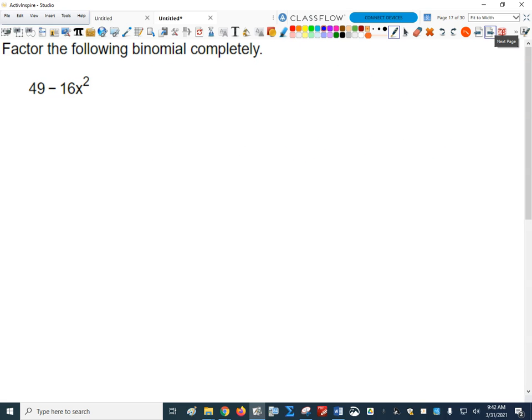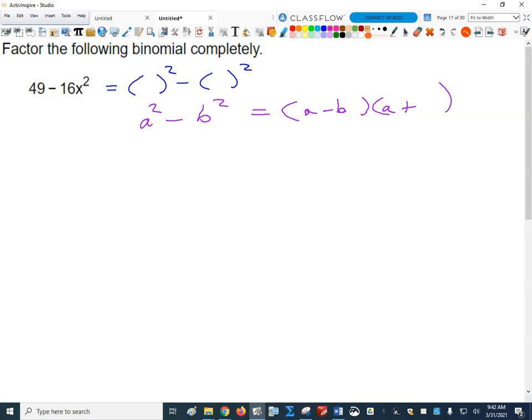All right, let's try this. How about this one? Okay, can we make that into something squared minus something squared? And if we can, it's going to fit the pattern a squared minus b squared. And what was that pattern again? See if you can do it from memory. A squared minus b squared is what? Times a plus b. And you can switch the order around. It doesn't matter which one you put first. Okay, so what's my a this time? Well, we just did that one. 49 is what it was, 7 squared.